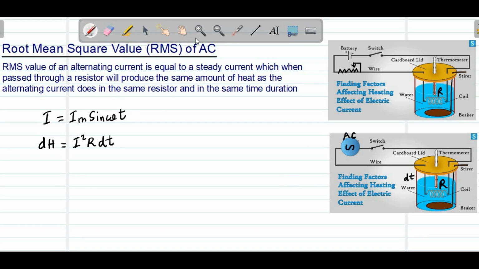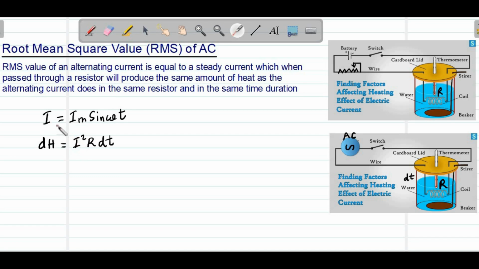So the heat energy produced we can obtain from Joule's law equation, that is H is equal to I square R t. Here we are taking the heat energy produced only for a very short time. So it is a very small amount of heat energy dH produced in a very small interval of time dt. So dH is equal to I square R dt. Here this I is not a constant. Every instant this I value is changing.